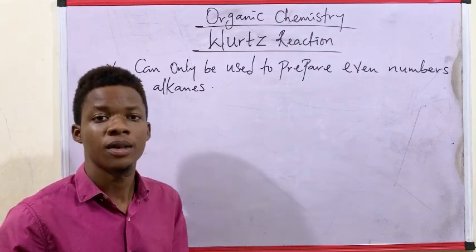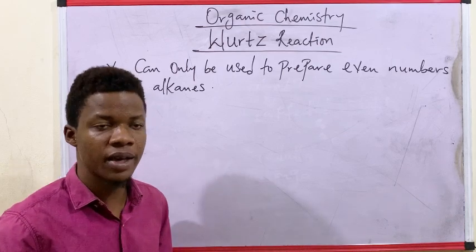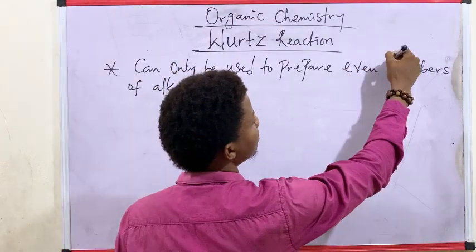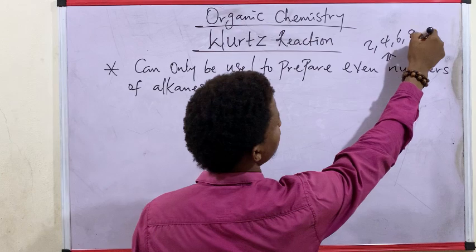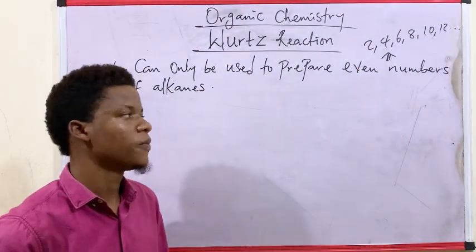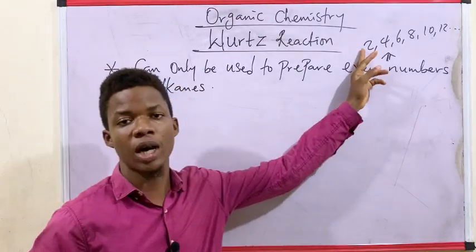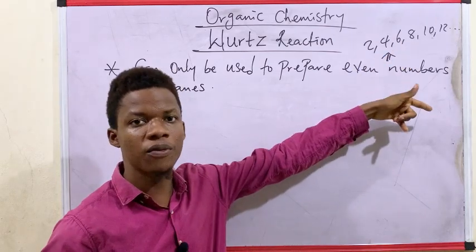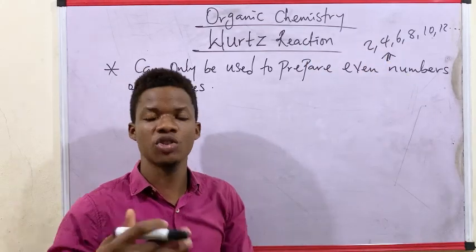Even numbers are numbers that can be divided by 2 without any remainder, right? So when we are talking about even numbers, we're talking about numbers like 2, 4, 6, 8, 10, 12, and so on and so forth. Are you with me? So the Wurtz reaction can be used to prepare alkanes with 2 carbons, 4 carbons, 6, 8, 10, 12, 14, 16, 18, 20, just like that.